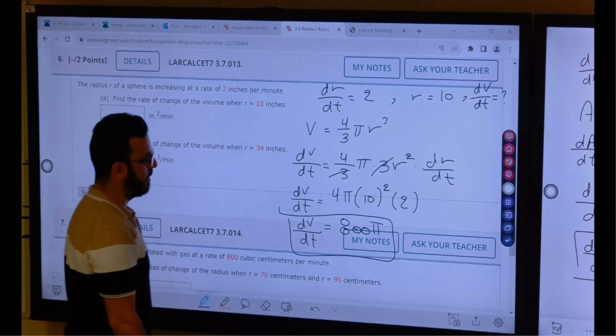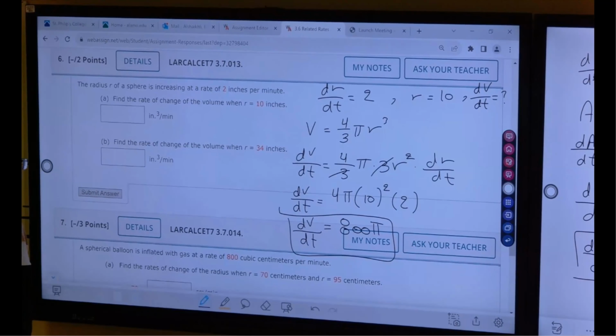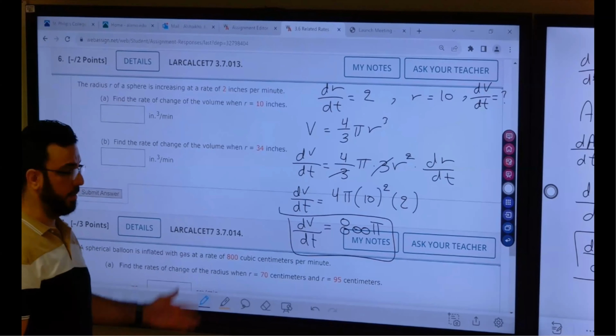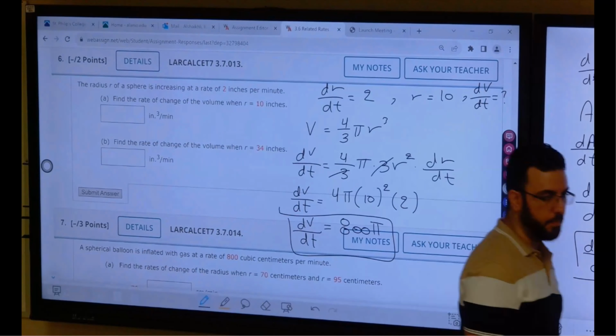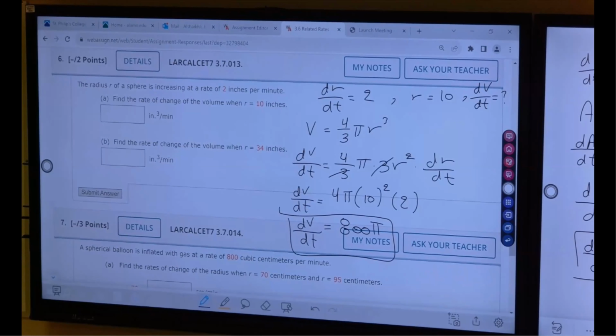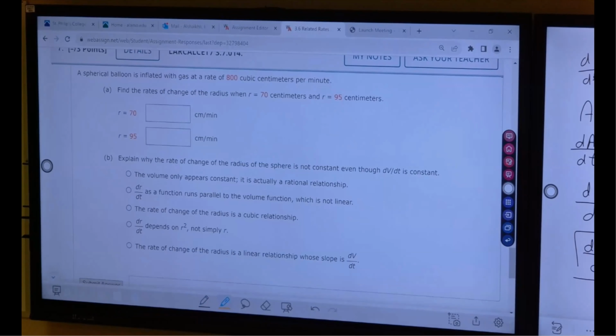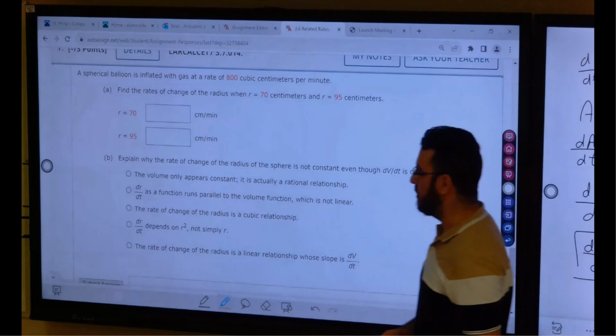It's easy enough. Yeah, it's not that hard. But the main thing, you have to know the formulas. What about the second one? You're gonna do the same thing. You're gonna use the same formula because they're telling you volume. What about if they're not telling you?